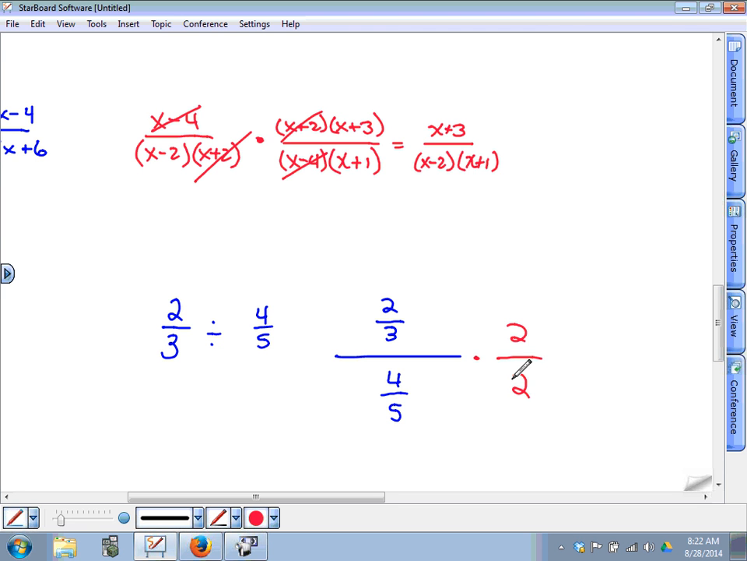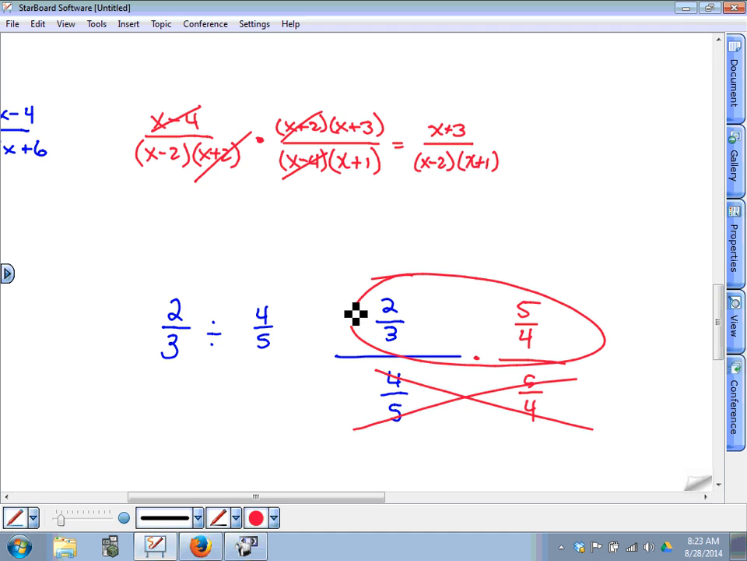But multiplying that by 2 really isn't going to do much. What if I multiplied it by 5/4 over 5/4? Why in the world would I want to do that? Denominator's gone. And now look at what we have. That's why you multiply by the reciprocal of the second fraction. Because it cancels this denominator and ends up with the same problem. Anyway.